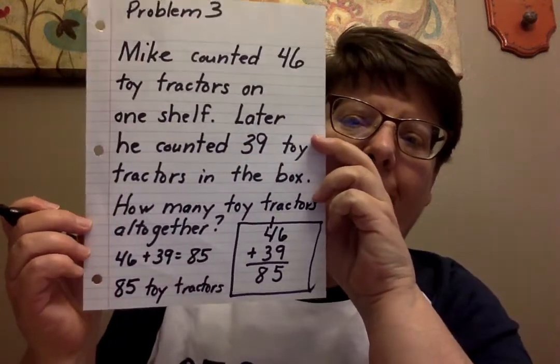Now I'm going to write my equation. 46 plus 39 equals 85. And then I'm going to write my answer. 85 toy tractors. There you go.